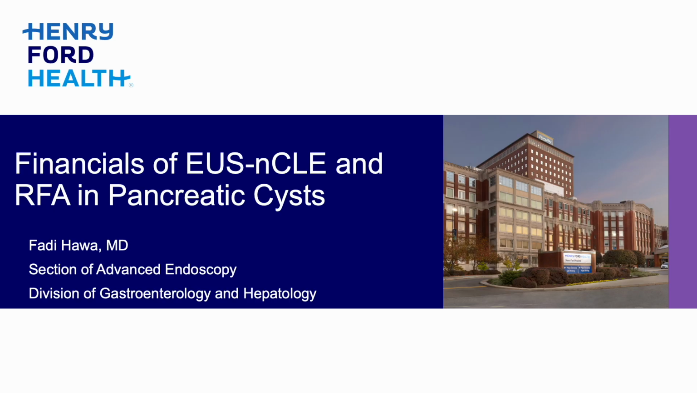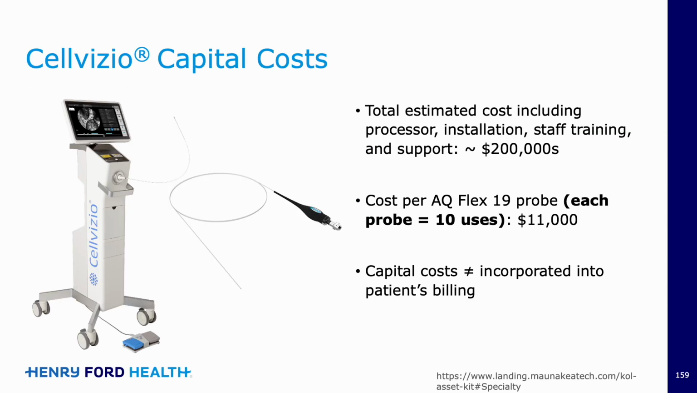So now we will shift to the financial aspects of EUS NCLE and EUS RFA. Starting with Cellvizio, for institutes who are interested in considering incorporating confocal endomicroscopy into their practice, this is an overview of the capital costs associated with it. The estimated cost, including the processor for Cellvizio, the installation, staff training, and support, is in the ballpark of $200,000. The cost for the AQ Flex 19 probe, which, FYI, is good for 10 uses per probe, is about $11,000. But it should be noted that the capital costs here are actually the investment commitment of your institute into this program, and they're not incorporated into patients' billing.